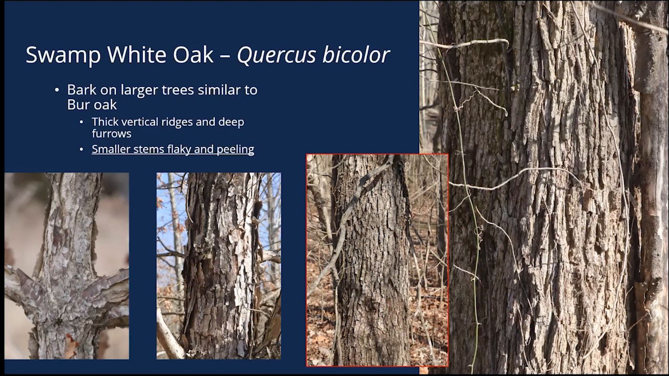Thick vertical ridges, deep furrows, but on the younger stems, the younger individuals or the smaller branches, you get that flaky or peeling nature, thinner bark that peels, and it really stands out as different from Bur Oak. To me, that's the way to tell them apart: the medium to small size branches and twigs and what the bark looks like. If it's thick and corky, you're looking at Bur Oak. If it's thinner and flaking and peeling, then you're looking at swamp white oak.